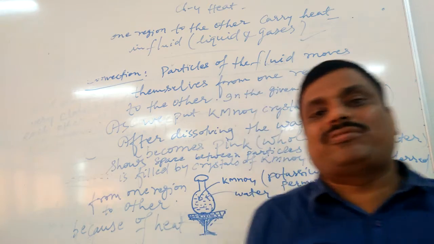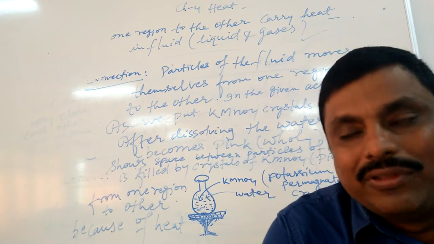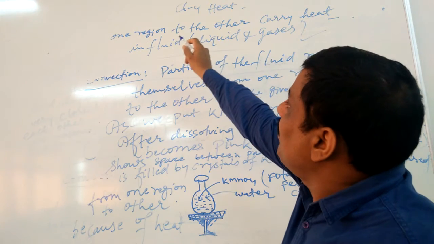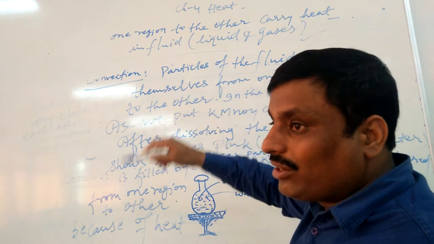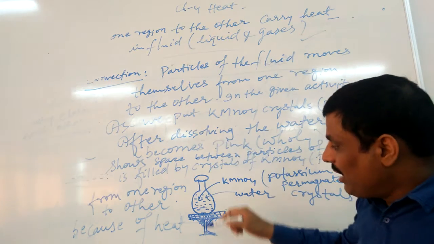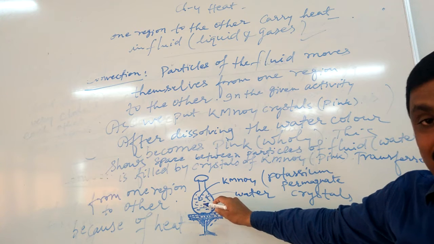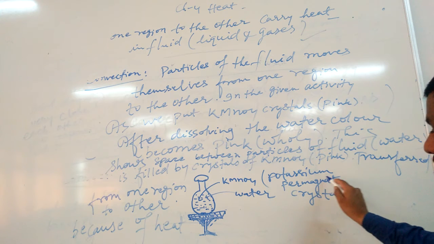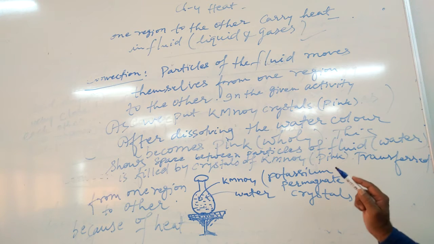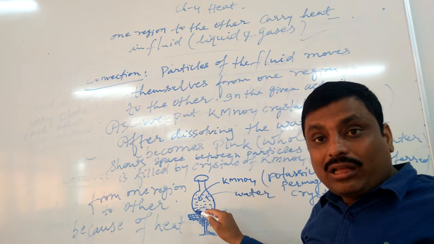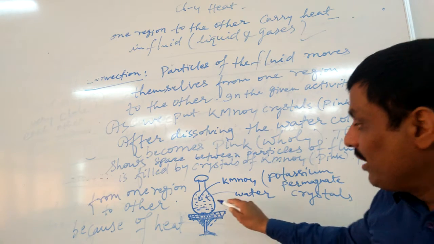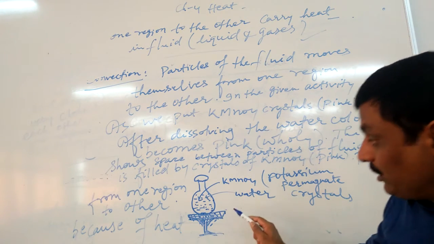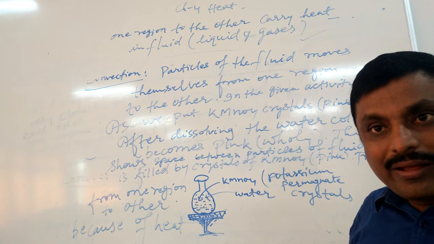Here the particles of the fluid, that means liquids and gases, transfer heat to heat the whole fluid completely. I have given here one activity. Take one pot, put some water in it. Then put KMnO4 crystals, potassium permanganate crystals. As they dissolve completely in the water, the whole water becomes pink, because as we supply heat from the bottom of the jar, this heat makes the whole water colorful.